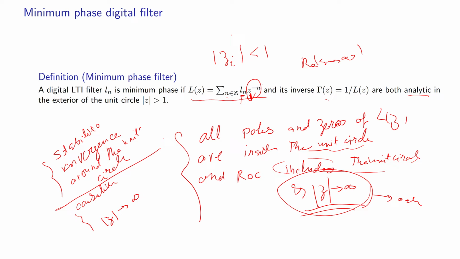For continuous time signals, stability is convergence around j omega, S equal to j omega, and causality is for real part of S going to plus infinity. So when the real part of S is very large, the Laplace transform of your signal should converge in order to be causal.